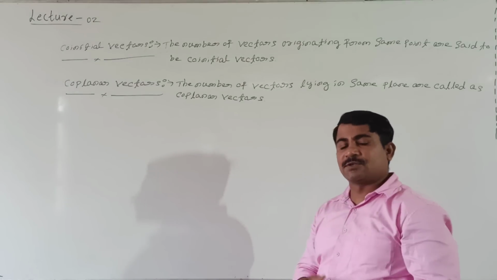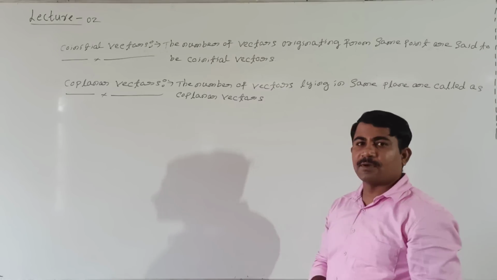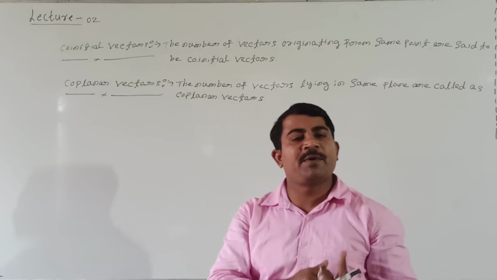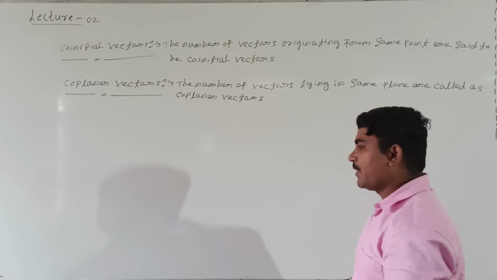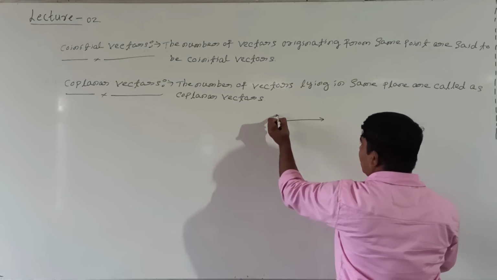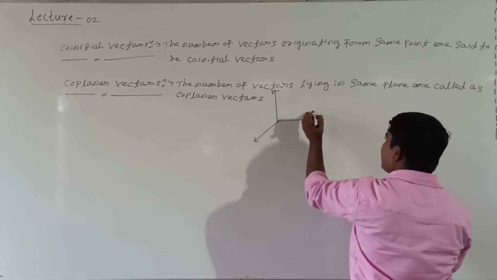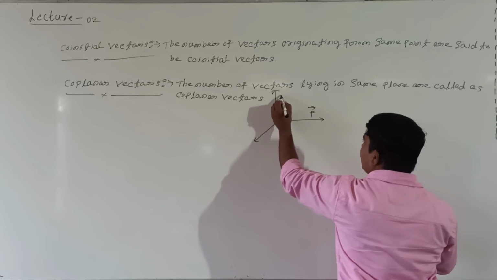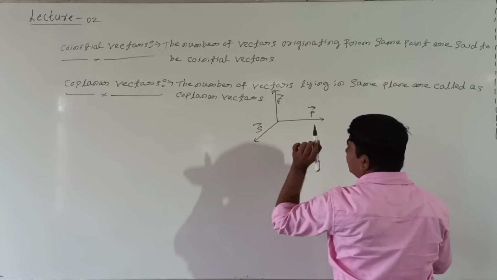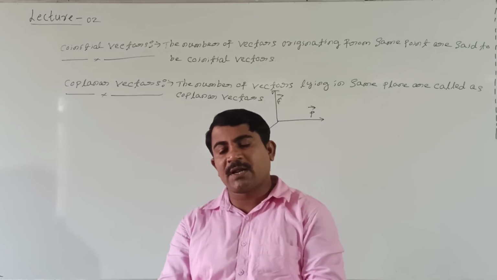Co-planar vectors. Shall I take here co-planar vectors? How do they look? The board is a plane, right? In this plane, let us take so many vectors. This is one vector, this is another vector, this is another vector. Its name is P, its name is Q, this name is S. Right? Three vectors are lying in the same plane.